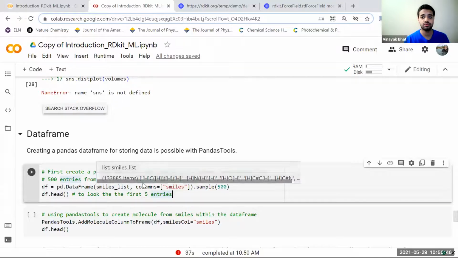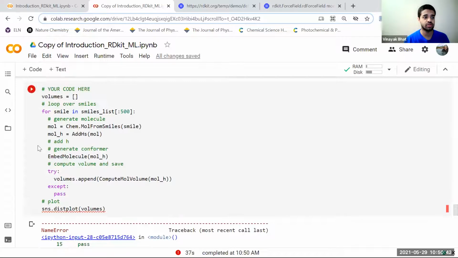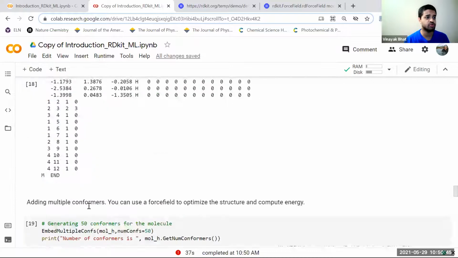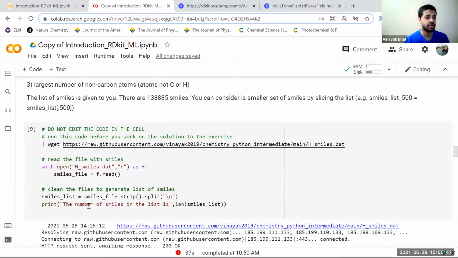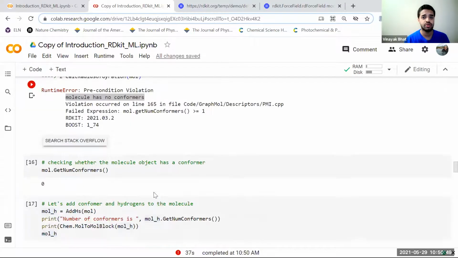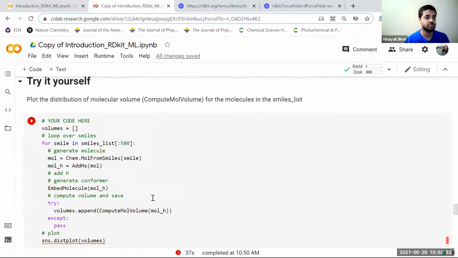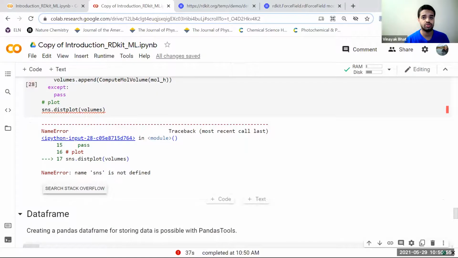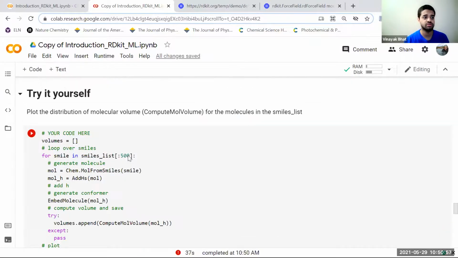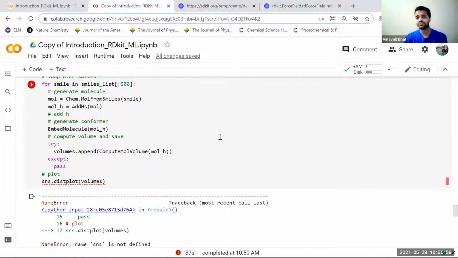So yeah, that is because I think I have not imported Seaborn here. Thought I had imported it. If you ever get that error, you can import seaborn as sns, and you can just add this line if you want.